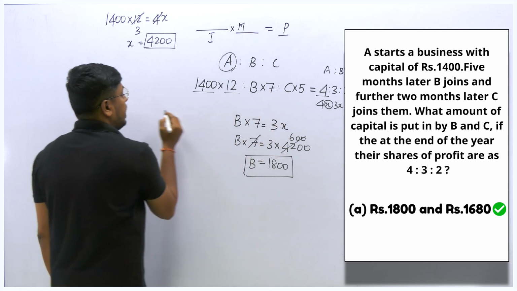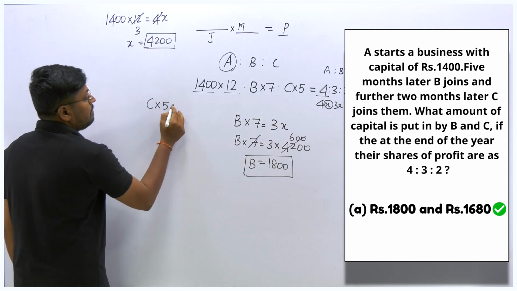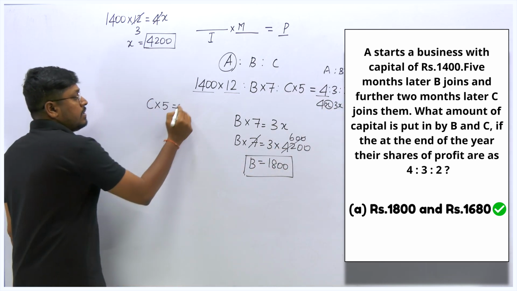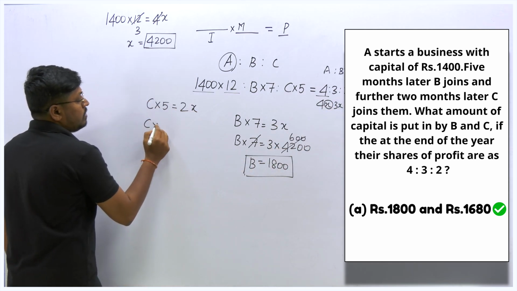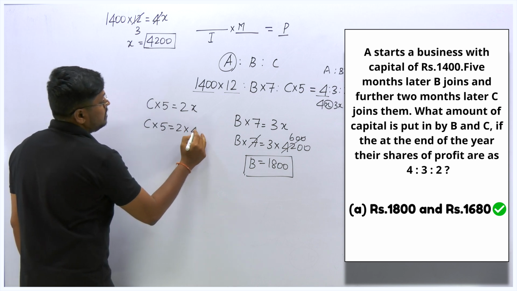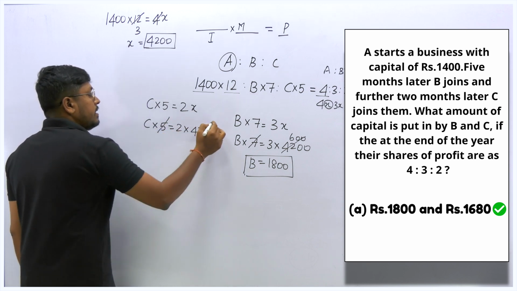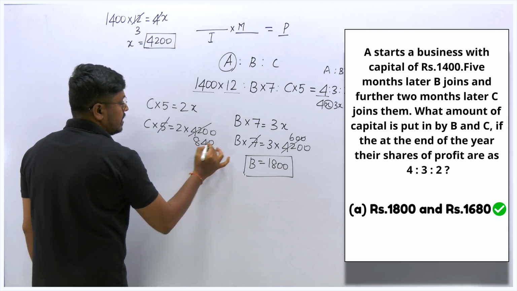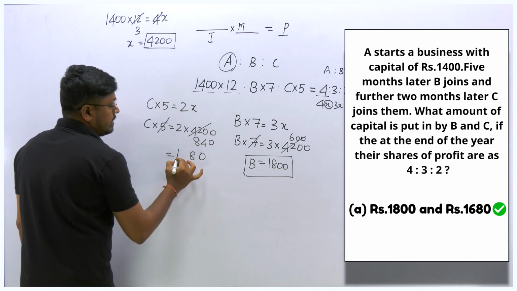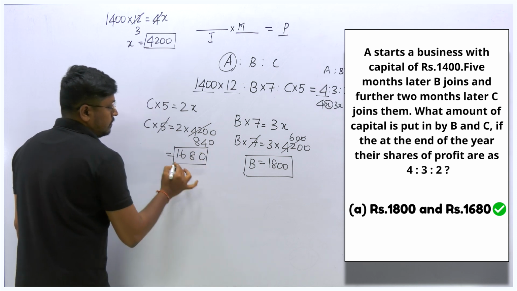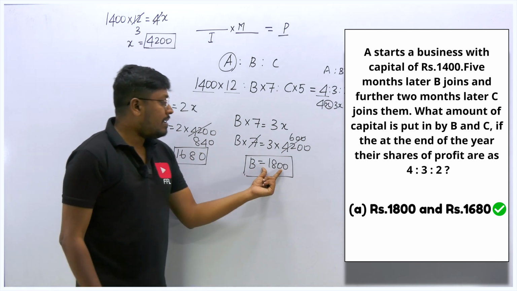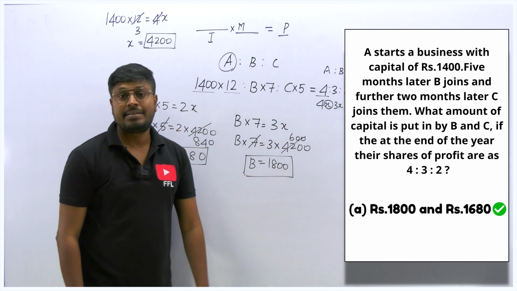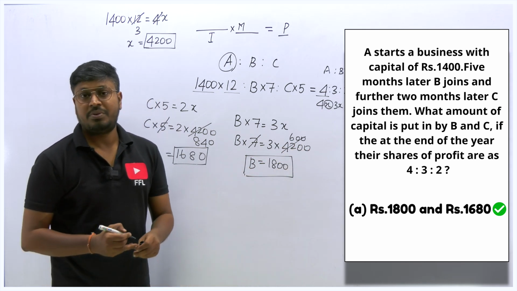Similarly we can find it for C. C's investment is for 5 months, C into 5, and the profit C is getting is the 2x share. So C is equal to 2 into 4200. Cancel it: 8 5s are 40, remaining 20, 5 4s are 20, which is 840. So finally, B's initial investment will be 1800 and C's initial investment will be 1680, which will be the answer for the question.